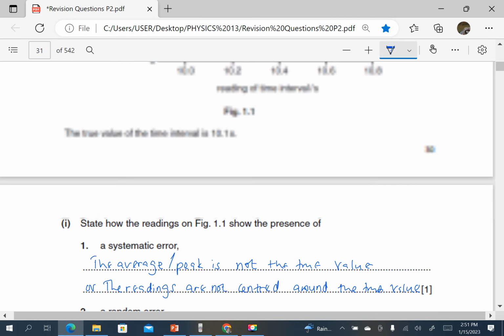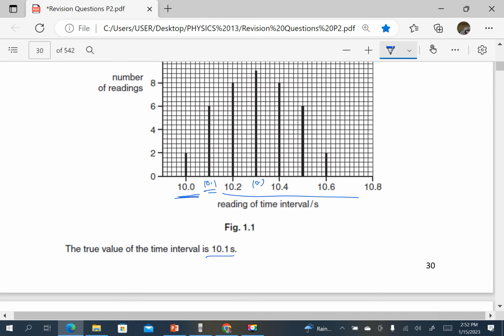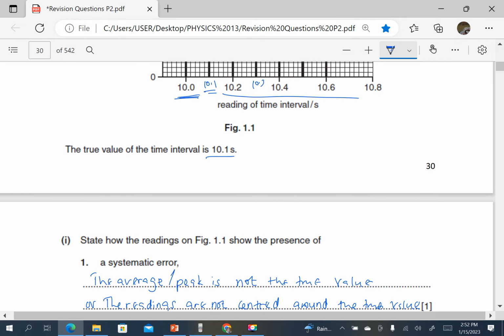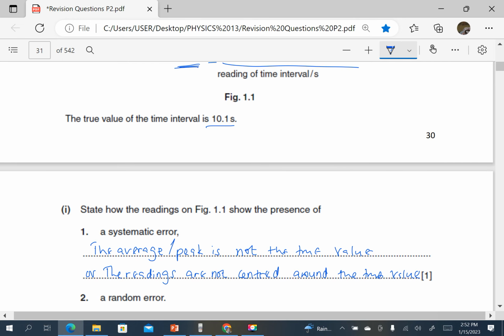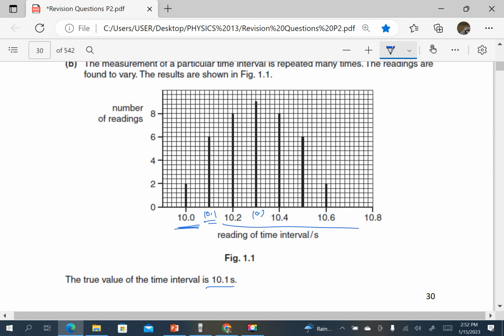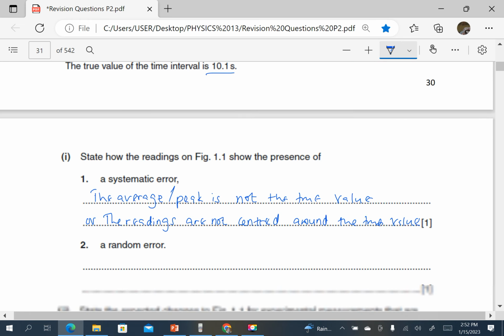Number 2, a random error. We see that there are values above and below the true value, so there is a random error. So we can say values are scattered. Values are scattered, or we see there is a wide range between each of these values, so there is a random error.